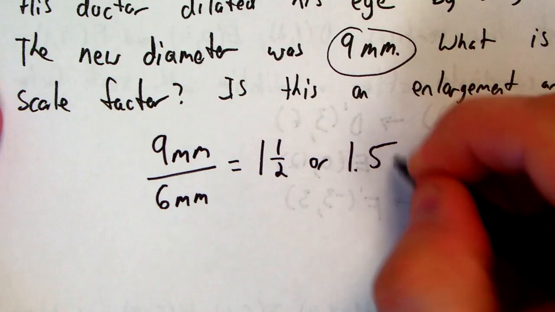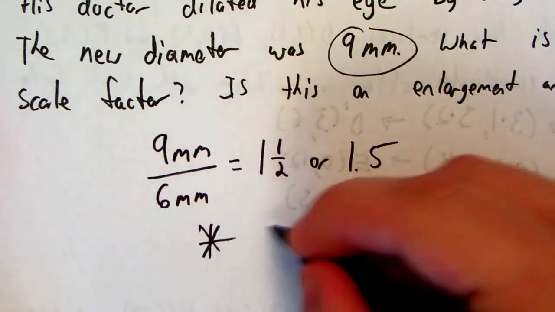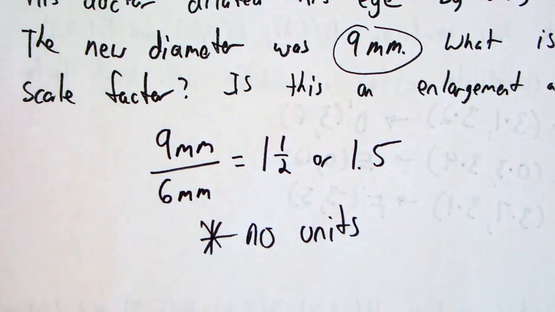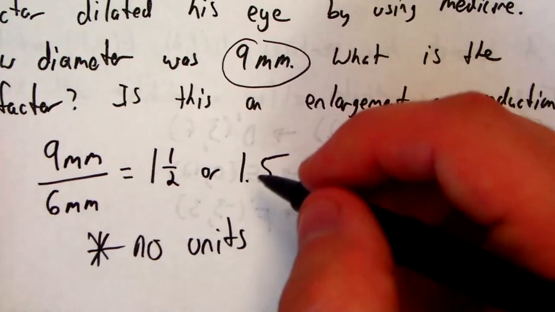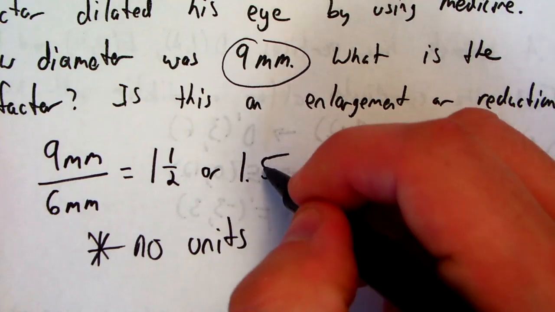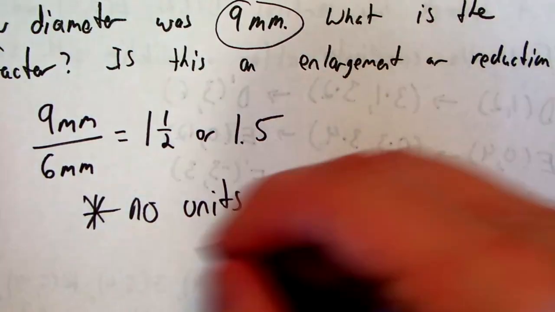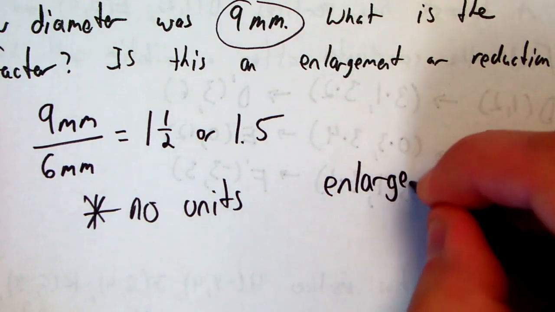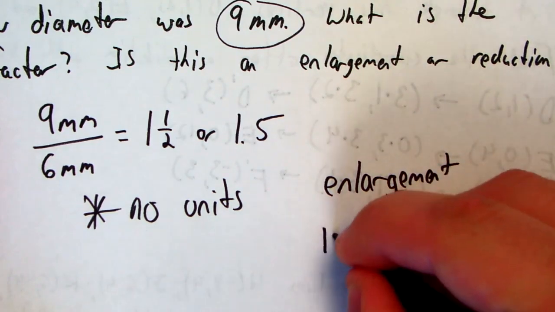So if I simplify this, my scale factor is either going to be 3/2 or 1.5. Notice, there are no units. That's very important when it comes to scale factors. Scale factors don't have units. If it had a unit, it would actually be called a scale. But in this case, there are no units. So because my scale factor is 1.5, this is greater than 1, which means this is an enlargement because k is greater than 1.